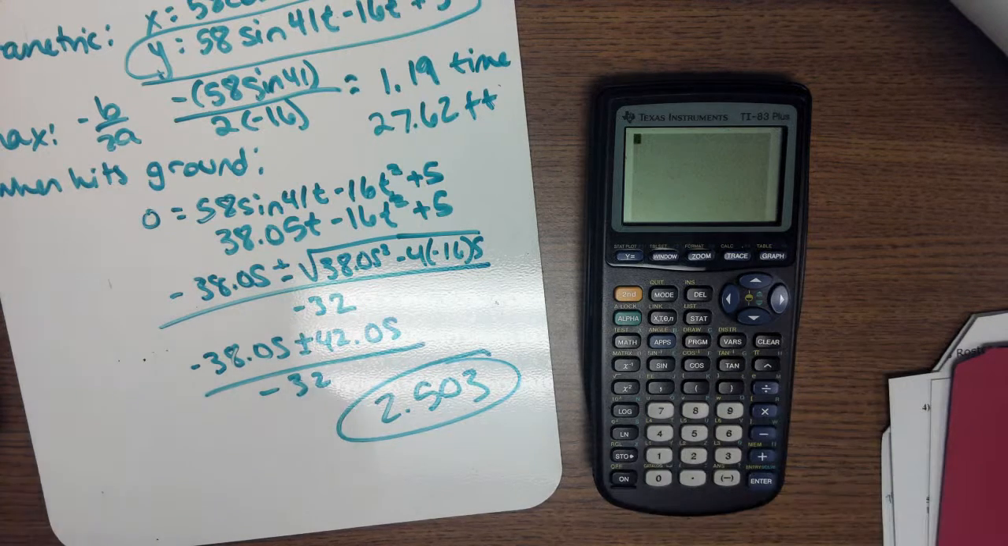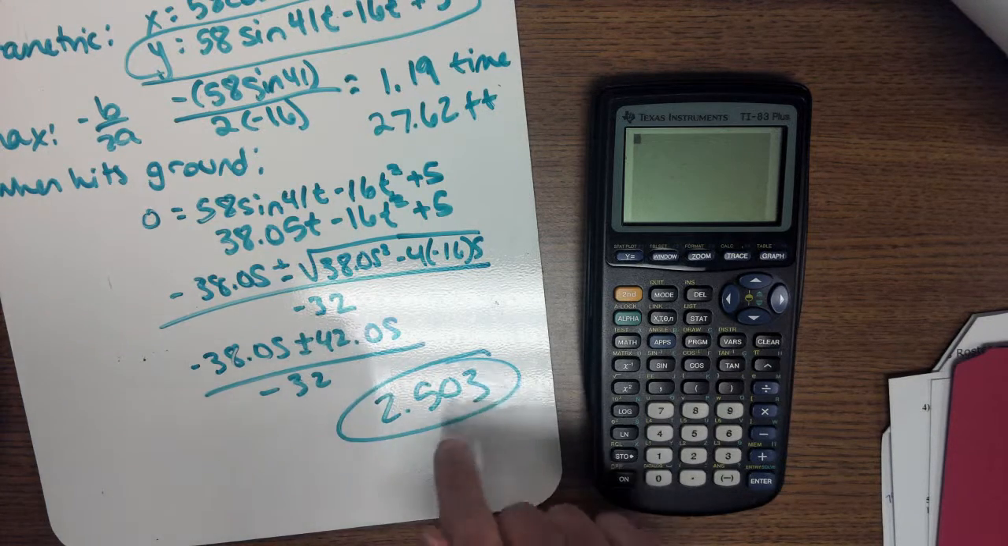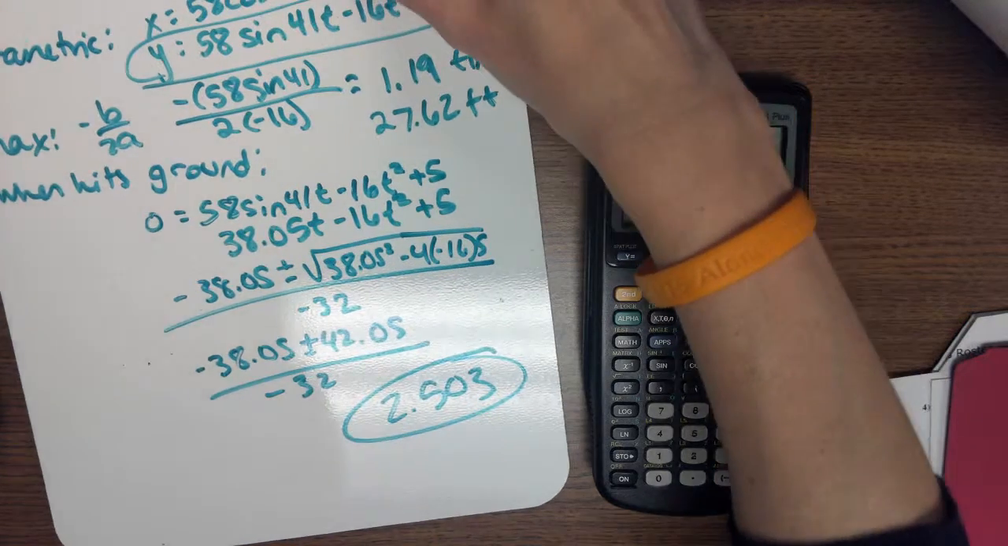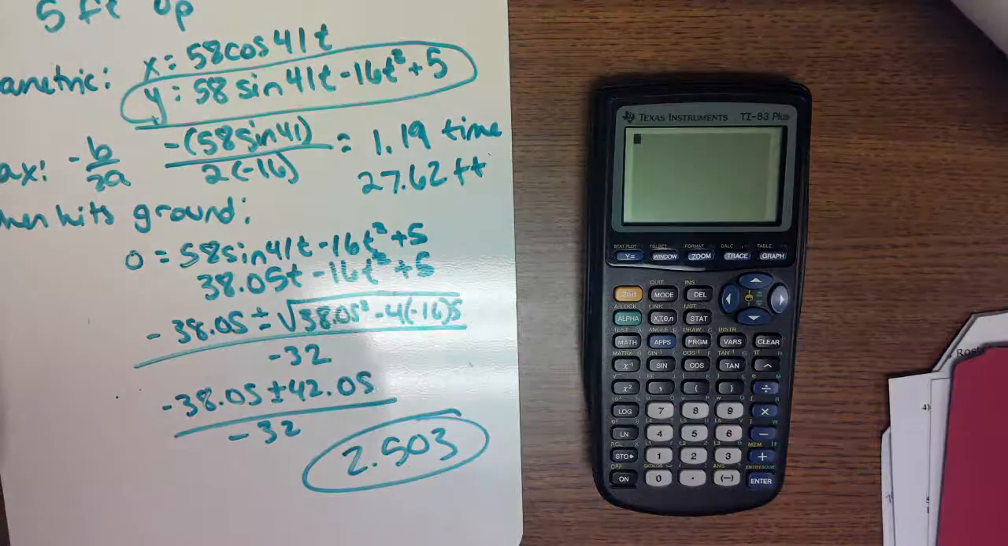You could do more with that. If you wanted to know how far it would be, you would just plug that in for t in the x equation. So with these parametric equations, you just have to think about what do I have, what do I need, is it horizontal or is it vertical, and plug it in correctly.